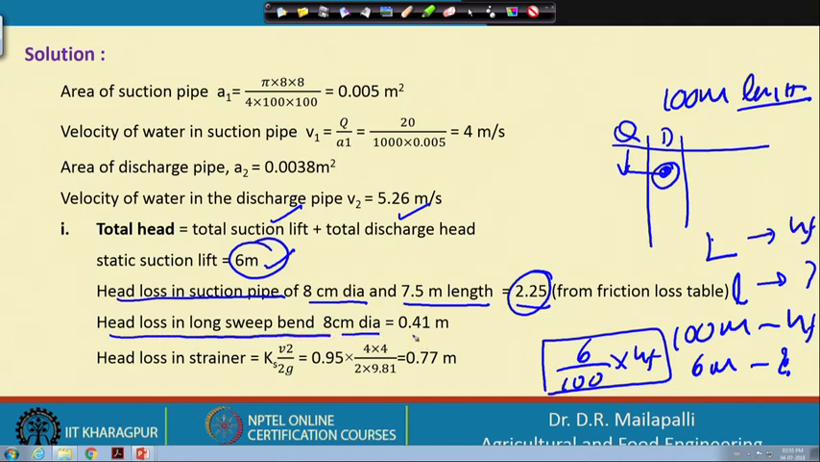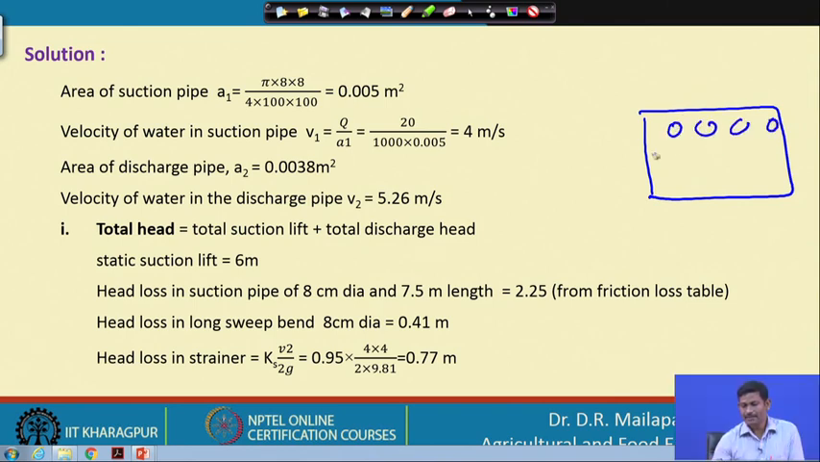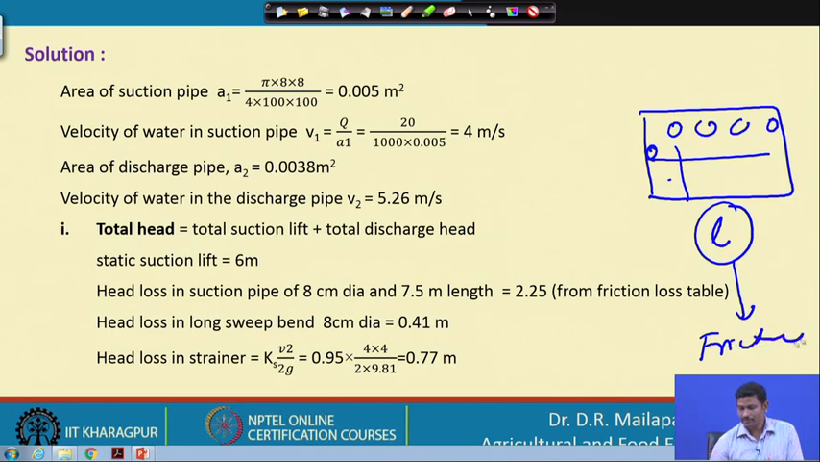Head loss in the long sweep bend, 8 centimeter diameter, is 0.41. This is similar: you have seen for different bends, for a particular discharge you get an equivalent length of the pipe. Then you go back to your friction table for 100 meter, find HF, and for the equivalent length L find the HF.